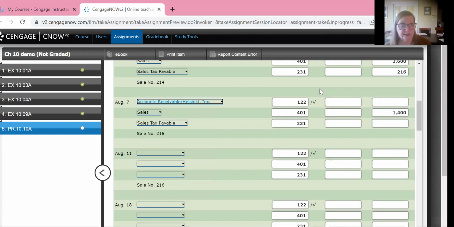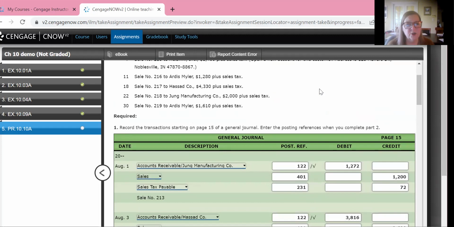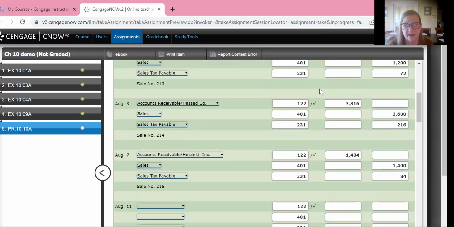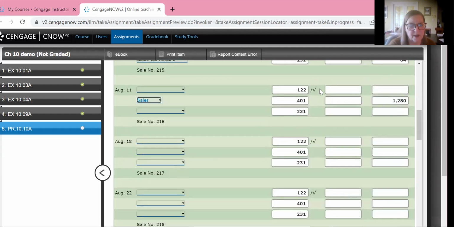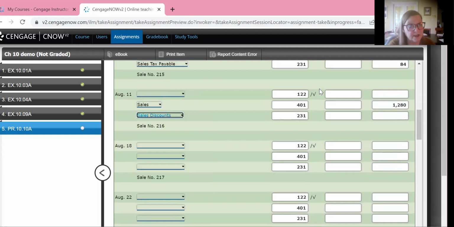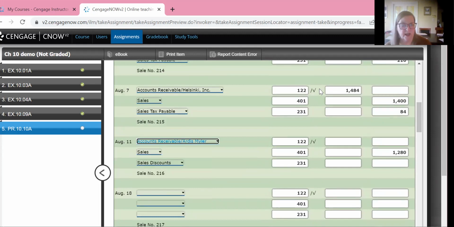To get the sales tax amount, I'm going to multiply by 6% again. 1,400 times 6% is $84. That puts the amount the customer owes at $1,484. Now the next one, August 11th, sale number 216 to Artist Myler for $1,280 plus sales tax. I record the part I know best first, the sale, and I also need sales tax payable and a receivable for Myler. Now I can calculate my sales tax, $1,280 times 6%, and I get $76.80.